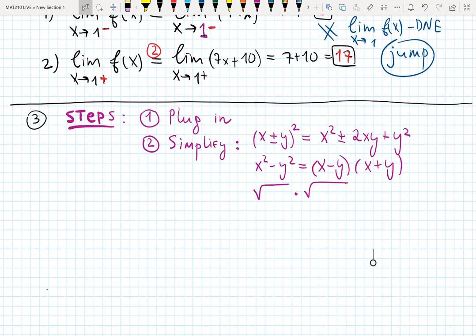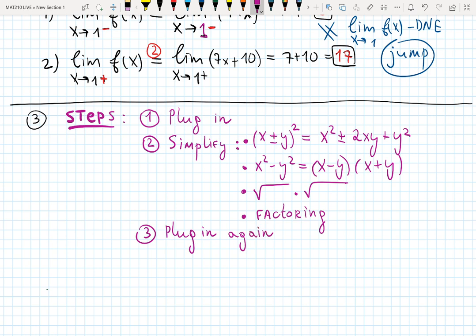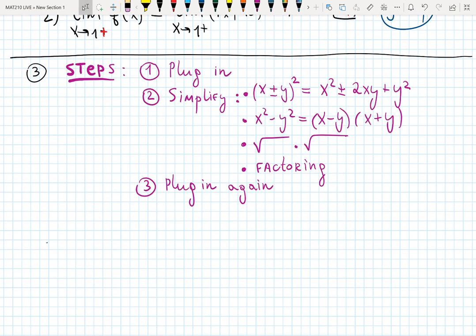If you have sines and cosines, simplify these as well. When you're done simplifying, maybe factor. Remember, sometimes just factoring works. When you're done with these steps, plug in again. And maybe now everything is fine. The whole goal of these steps is basically to get rid of the troublemaker.